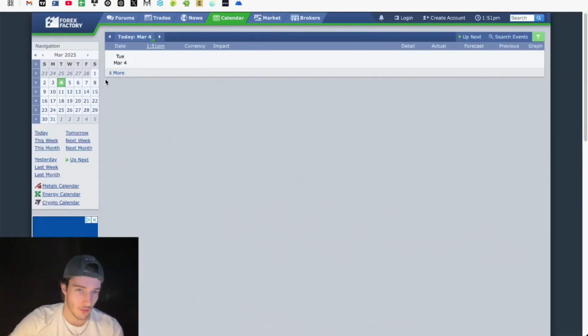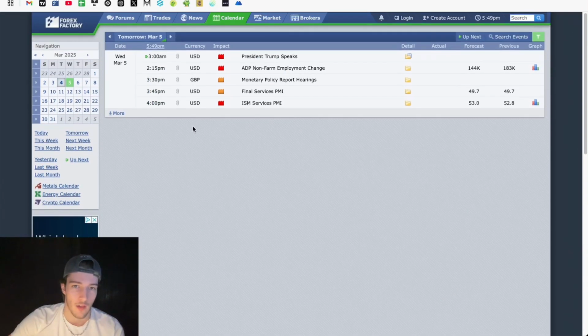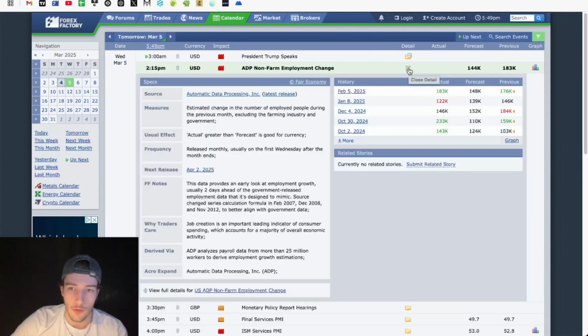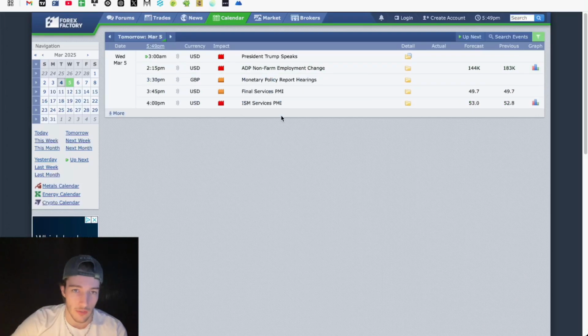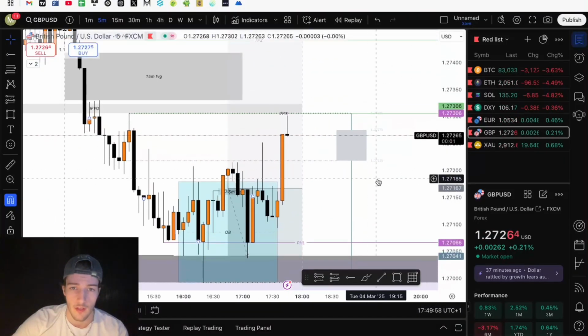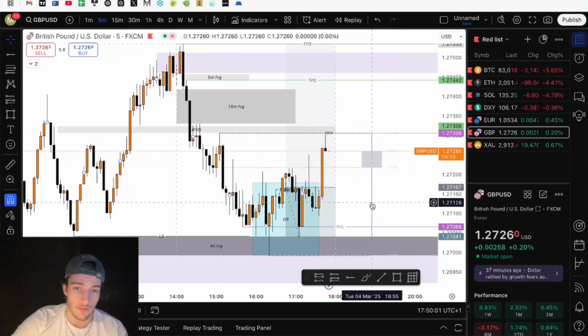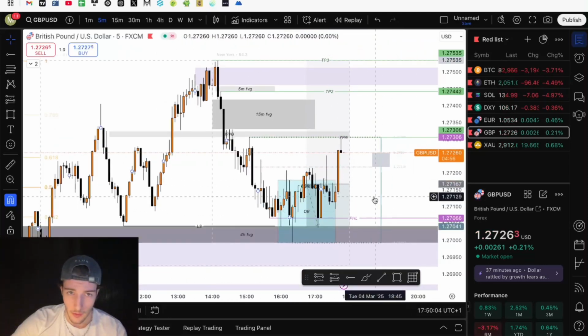Let's see what's going on tomorrow on Wednesday. We're gonna have some news. Some PMI later in the afternoon. Non-farm employment change after New York Open. We will see how this affects the market, and even if I'm gonna take a trade, I'm gonna de-risk to maximum 0.5% of the account, if there is a good setup. If there's no good setup like this one tomorrow, I'm not gonna take a trade.